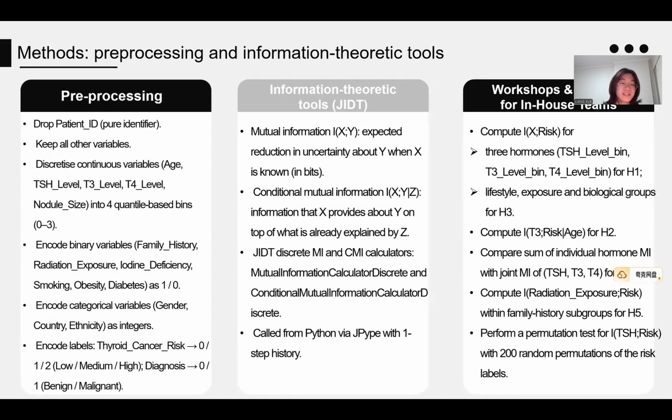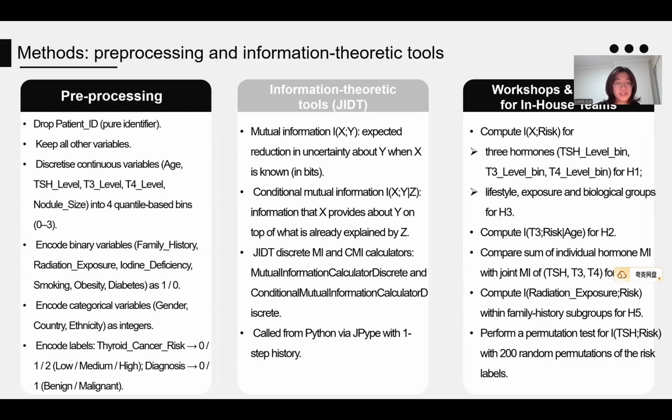I dropped patient ID and kept all other variables. Age, TSH level, T3 level, T4 level, and nodule size are binned into four quantiles. Categorical variables are coded numerically. Risk is coded 0, 1, 2 for low, medium, high. Diagnosis is 0 for benign and 1 for malignant.